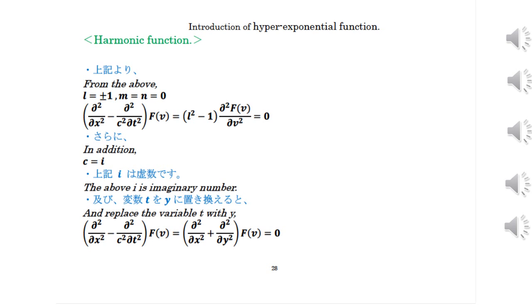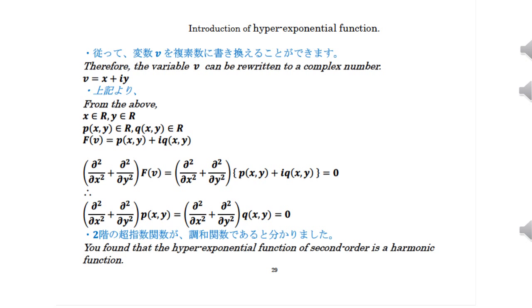Harmonic function. From the above. In addition, the above i is the imaginary number. And replace the variable t with y. Therefore, the variable v can be rewritten to a complex number. From the above, you found that the hyper-exponential function of second order is a harmonic function.